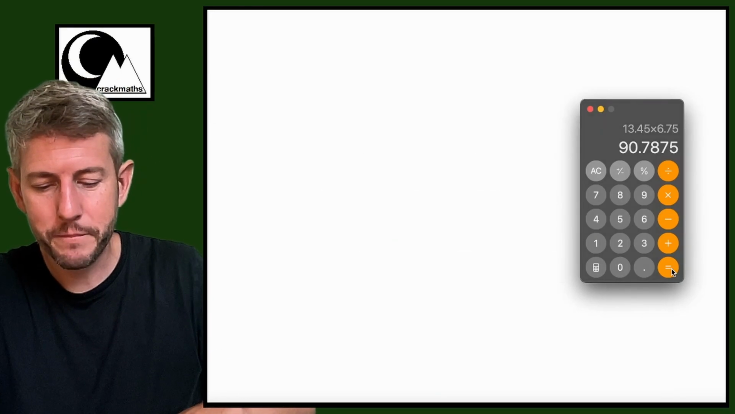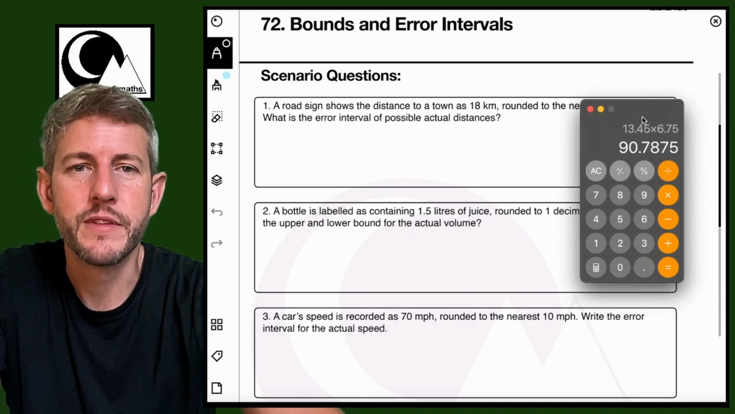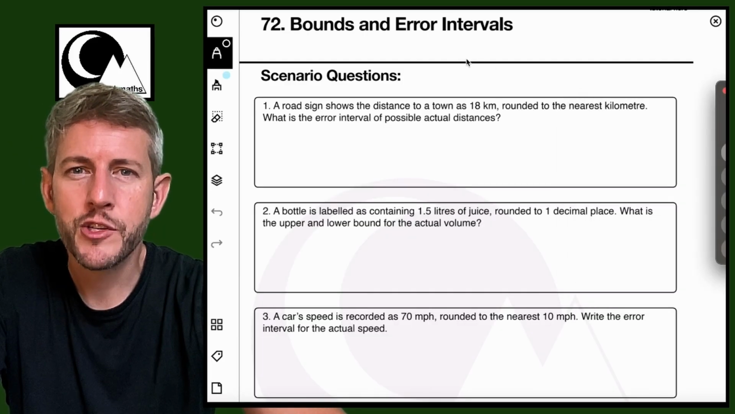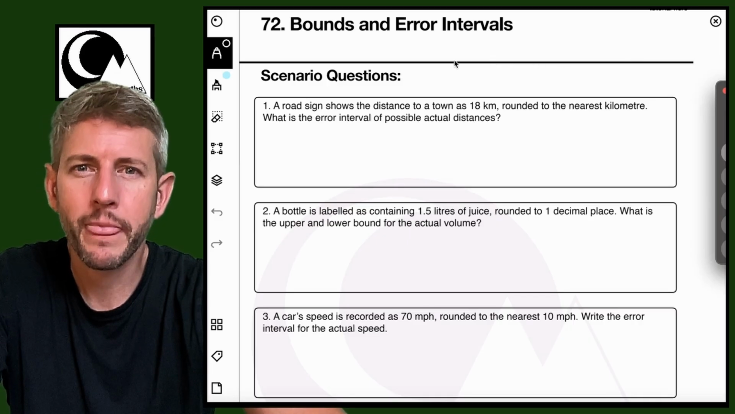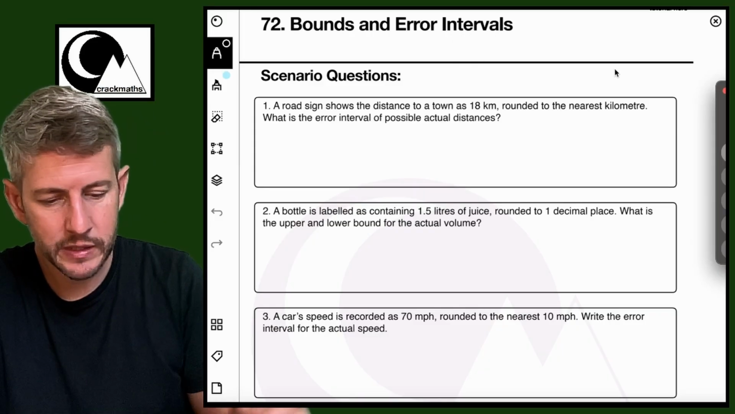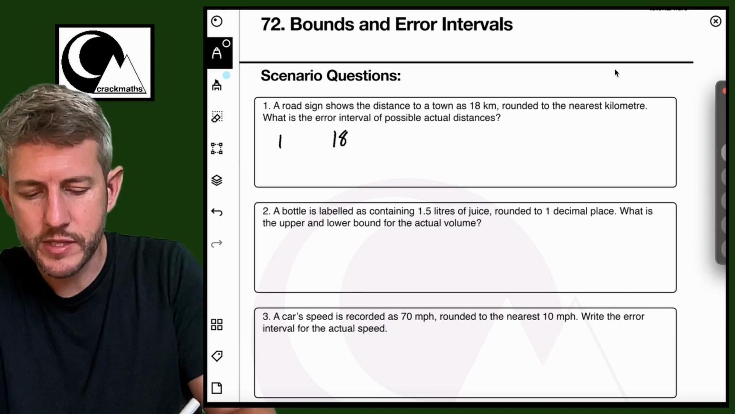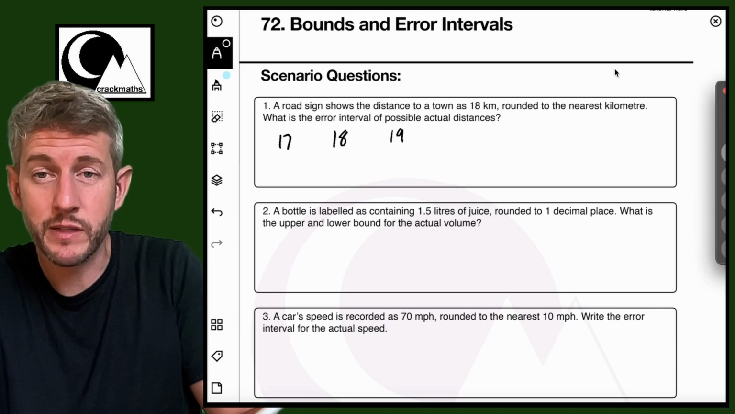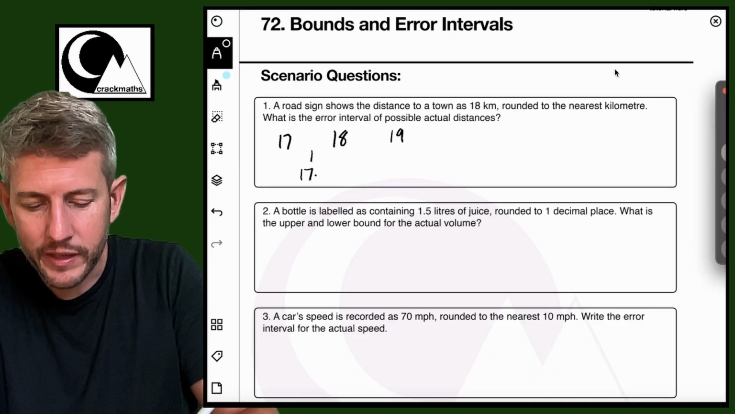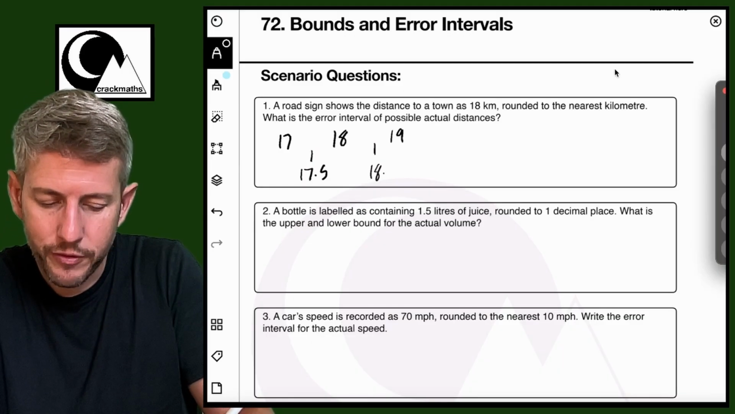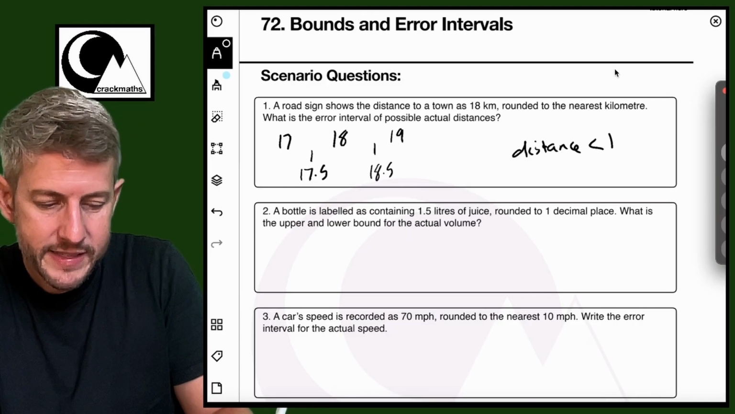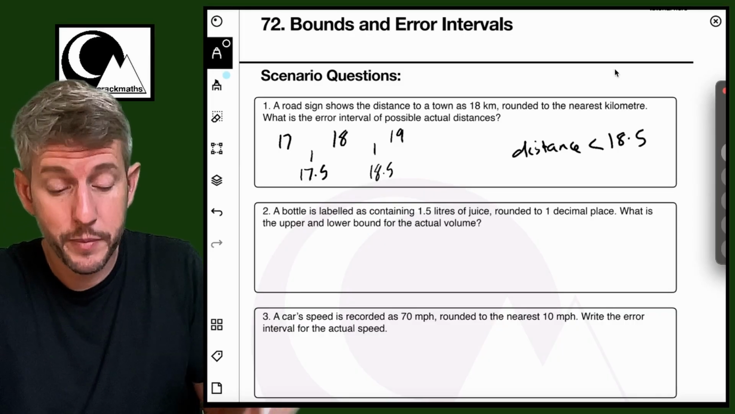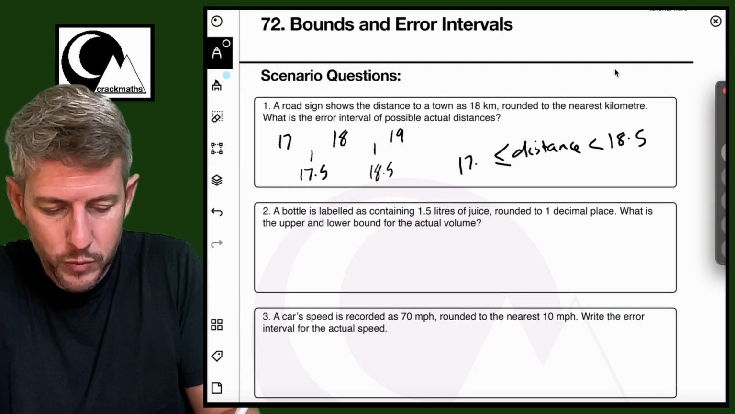Right, here we go. So question 1 says a road sign shows the distance to a town of 18 kilometres rounded to the nearest kilometre. What is the error interval of possible actual distances? Okay, so if it's 18 kilometres, it would have gone to 17 or 19 had it rounded down or up, which means that we're looking at 17.5 and 18.5. So there we go. We've got distance is less than 18.5, because remember 18.5 would actually round up, and it's greater than or equal to 17.5.